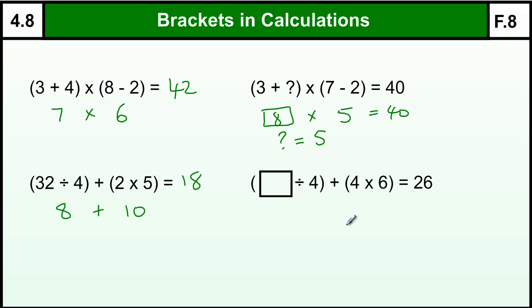7 take away 2 is 5, and 8 5s are 40. Similarly with this one, I've got 4 times 6 is 24, and I've got to add something to that to make 26. Well, that something must be 2.